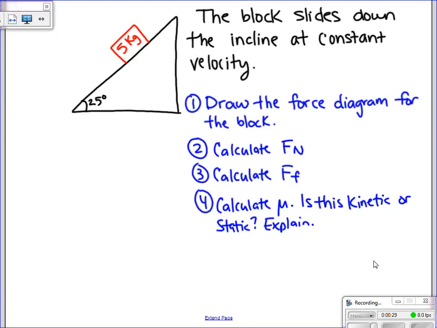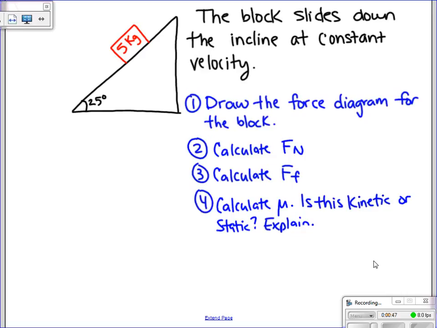So we're shown here that a block is on a ramp that has an angle of 25 degrees to the horizontal. The block slides down the incline at constant velocity. So immediately we know that this block is in equilibrium. Knowing that, let's go ahead and first start out with number one, which is drawing the force diagram.